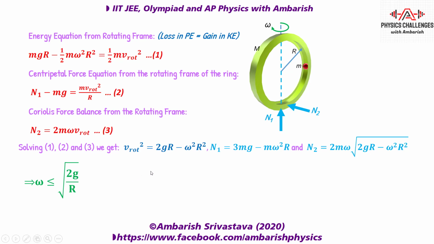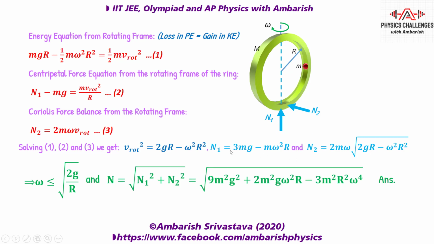And the second part was, what is the total contact force at the bottom? The total contact force is simply the square root of N1 square plus N2 square, the resultant of N1 and N2, because they are acting in mutually perpendicular directions. If you solve, just square these two, add them and take the square root, and this is what you get as the answer. So that was the solution to our challenge for today.